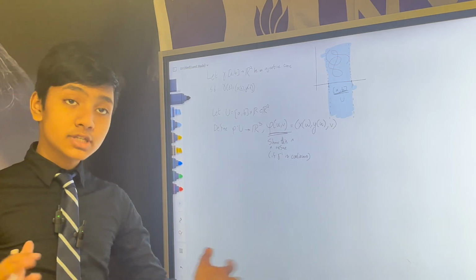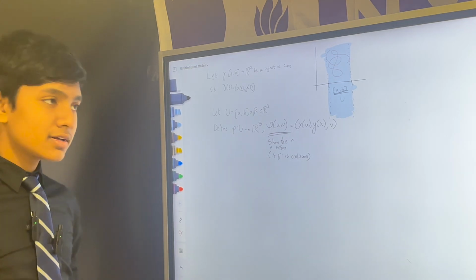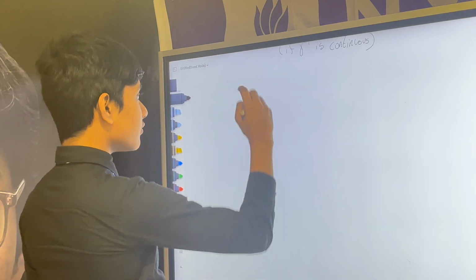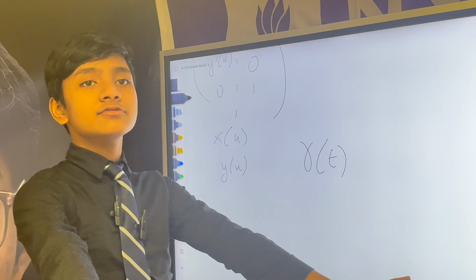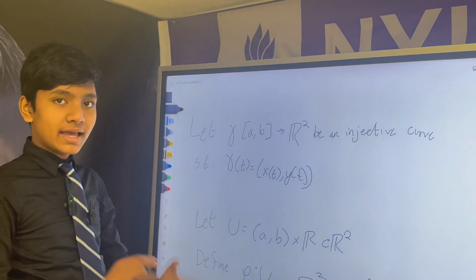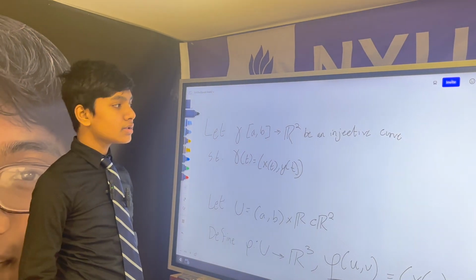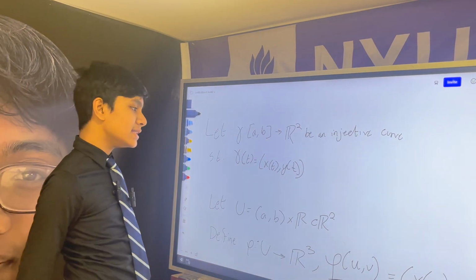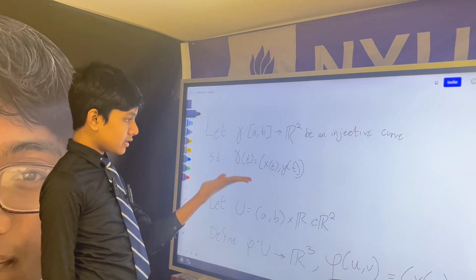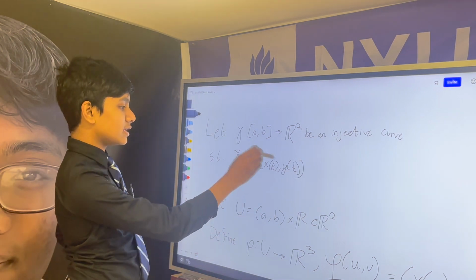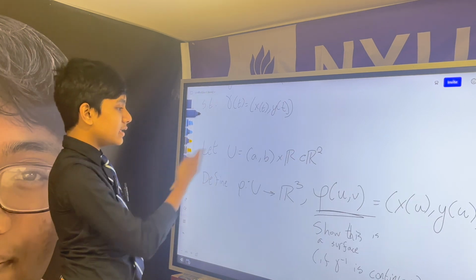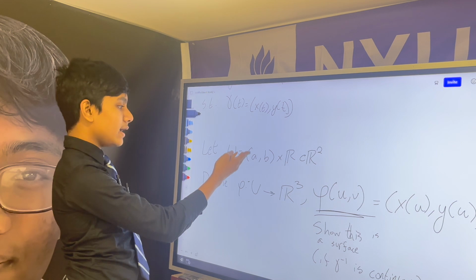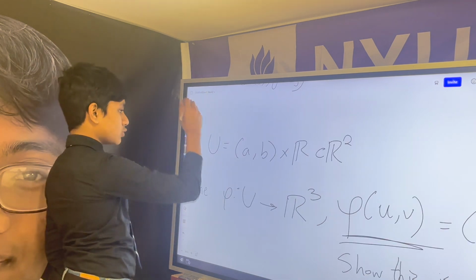First thing that we need to do is understand what we're talking about. So what would phi of u, v look like in the plane? You could plug in two different values of t and get the same point. Let gamma from a certain interval a to b in the real line to R2 be an injective curve such that we can write it this way, x of t comma y of t. Let U be this region, a to b, well, this should actually be square brackets.